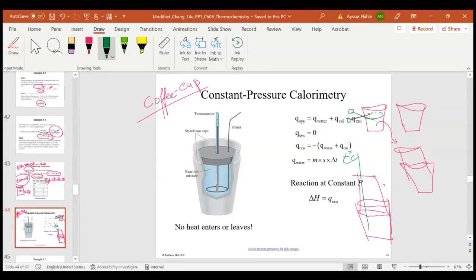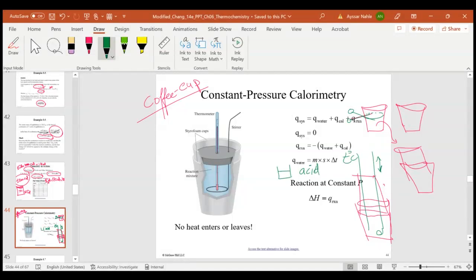That's a thermometer. And also you can put something like a hook or whatever, and I'm going to keep moving it up and down. That means I'm going to stir the solution. And then what am I going to have? I'm going to have, for example, acid.